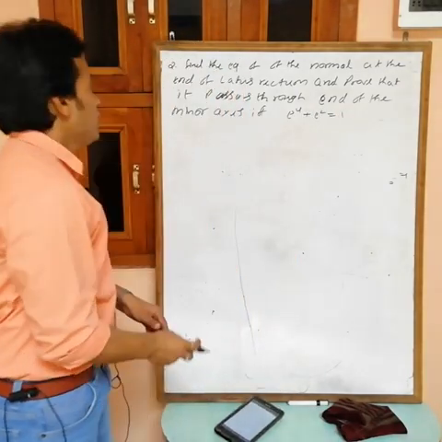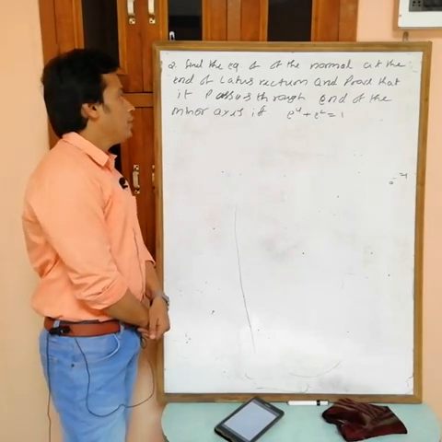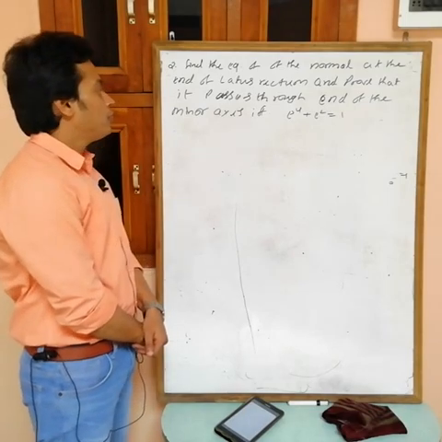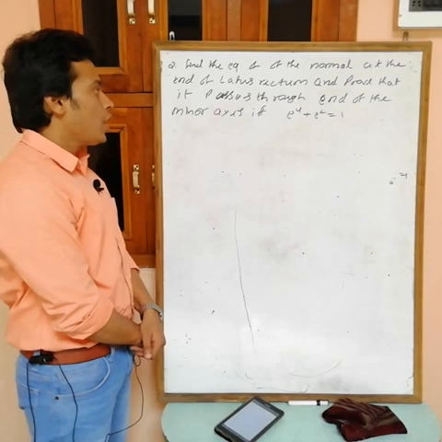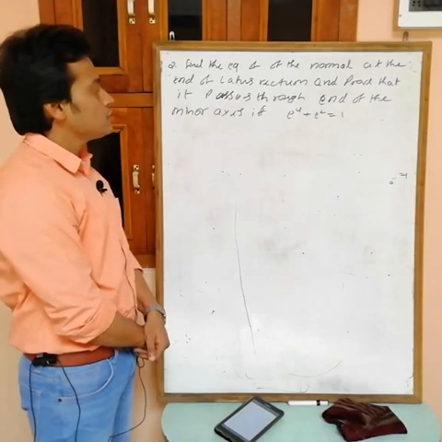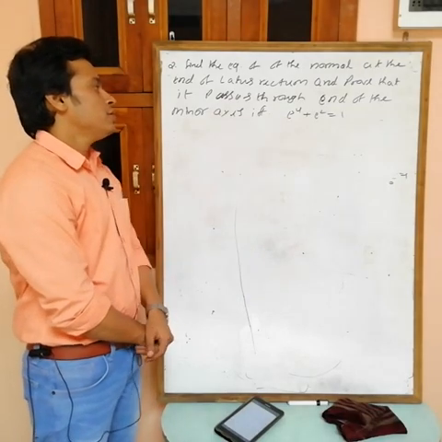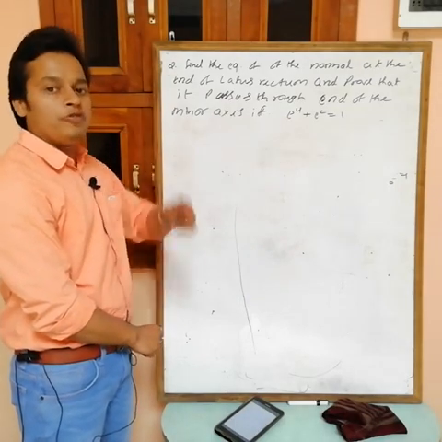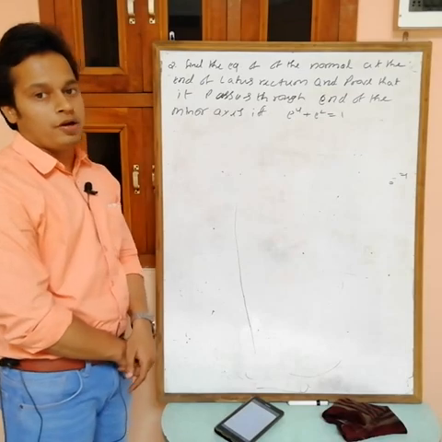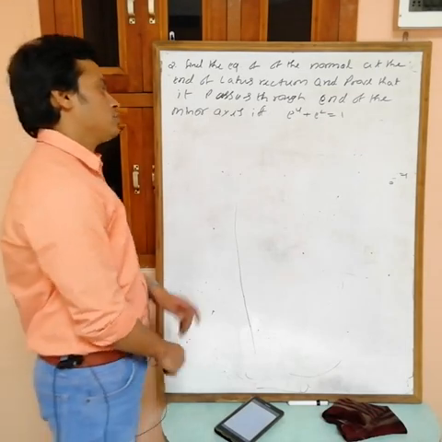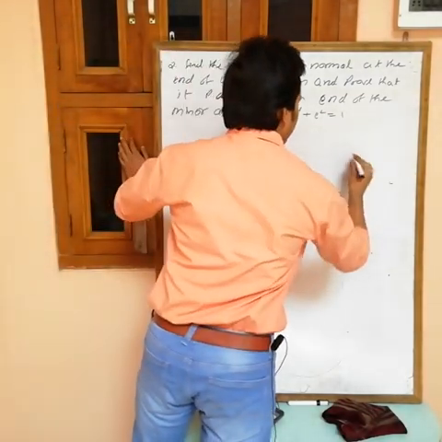Now find the equation of the normal at the end of the latus rectum and prove that it passes through the end of the minor axis if e power 4 plus e square equals 1. It means this is the condition such that the normal at the end point of the latus rectum passes through the end of the minor axis.